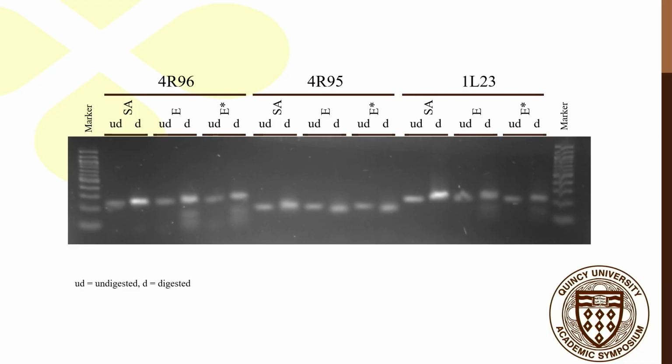And then here for our last 4, we're going to have the South African strains and the European strains. So for the South African strain, there is no restriction enzyme site for these 3 restriction enzymes. And then for the Europeans, 4R96 and 1L23 do have some digestion in the European strains on the left side and the right side.